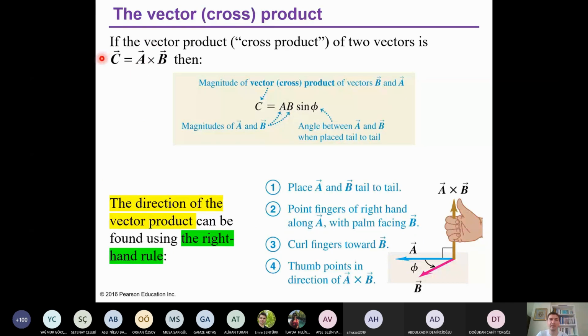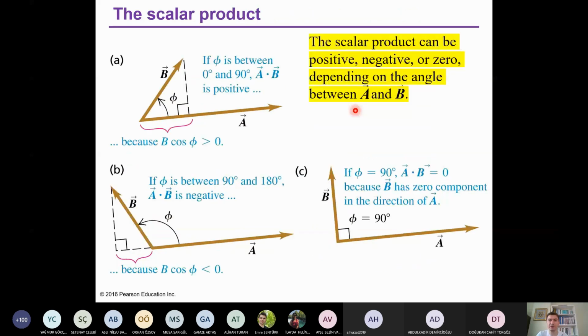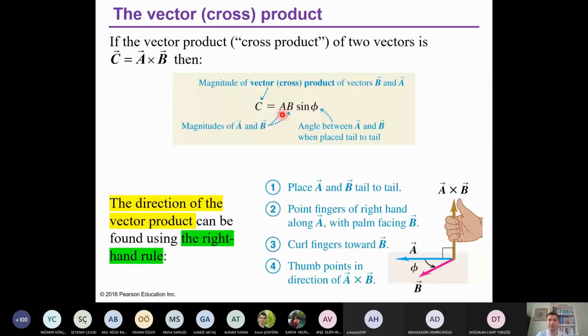Okay, don't forget this. And here we have the magnitude of this vector. Magnitude is given by A times B times sine phi. Again, I would like to remind you that within the scalar product, we have A times B times cosine phi, and in vector product, we have A times B times sine phi. And this is just the magnitude of this vector. Don't forget, the resultant vector in vector product is a vector again.